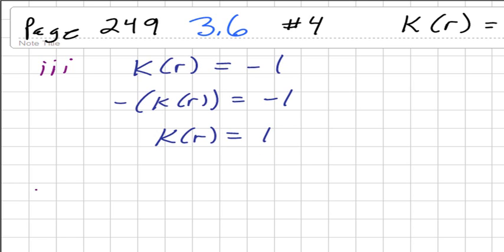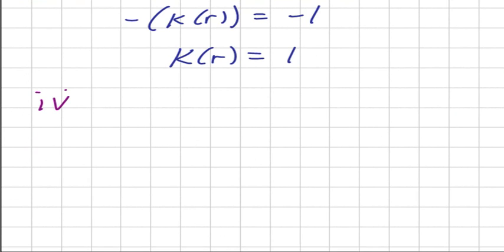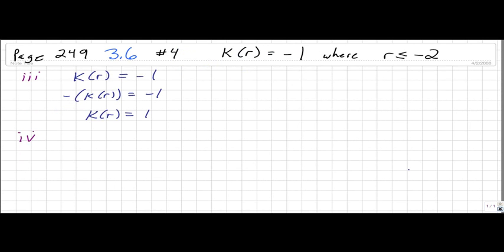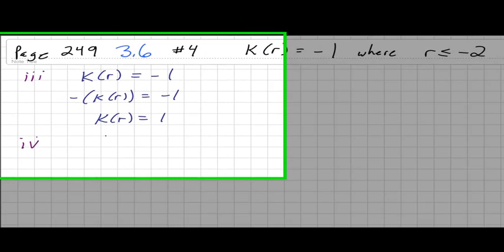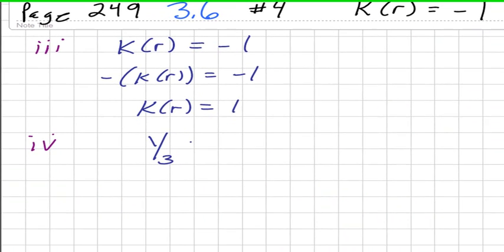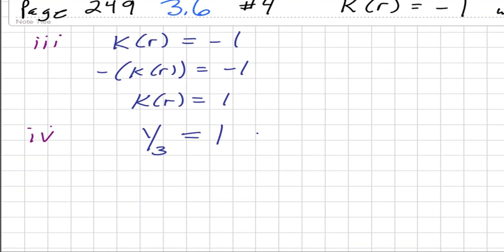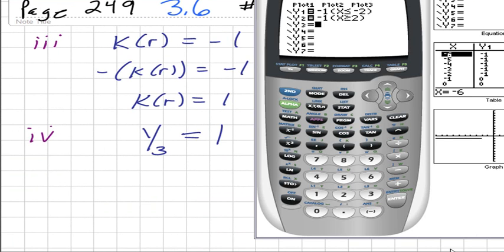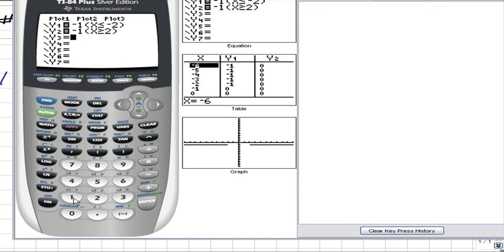For part IV, I'm asked to sketch the given function, its reflection through the vertical axis, and its reflection through the horizontal axis on one pair of axes. So I'm going to graph this using our calculator. Remember, before I graph, I have to put this into calculator form. So my k becomes my y value. I'll call this y3, and that's going to equal 1.